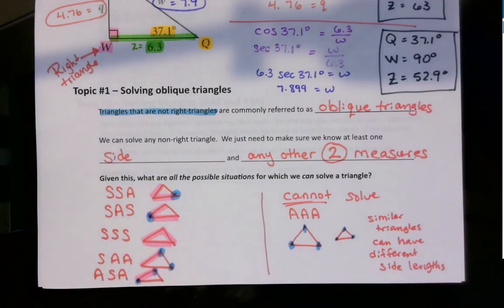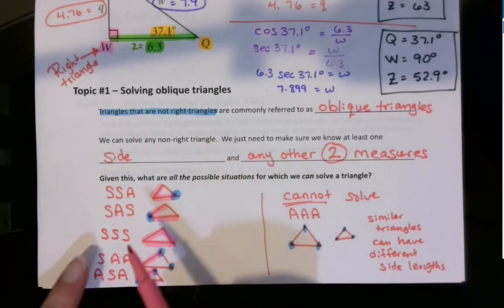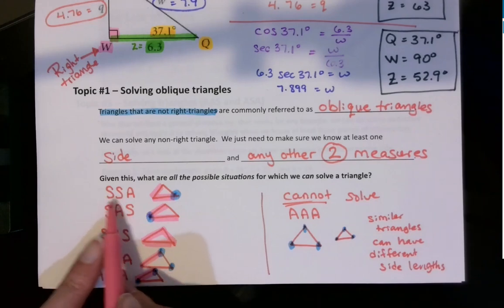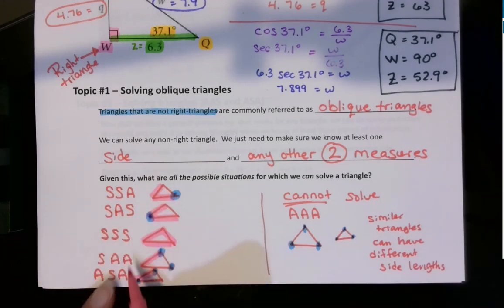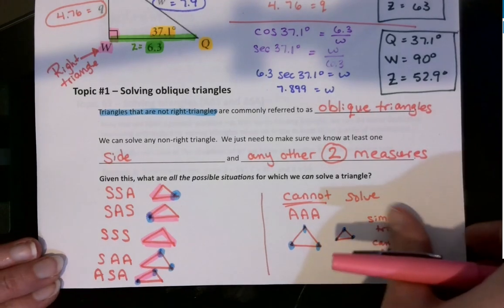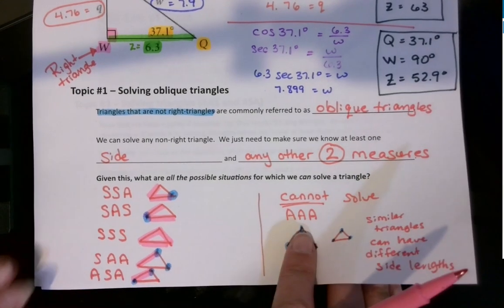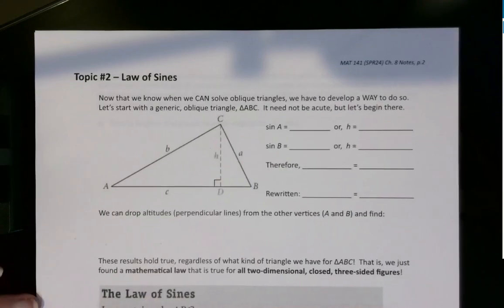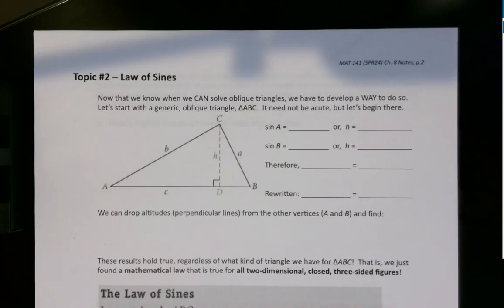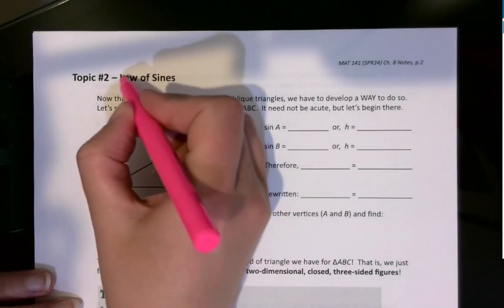But as long as I know at least one of the sides, I can know 2 sides and an angle in 2 different ways. I can know all 3 sides, or I can know one side and then 2 angles, and again, 2 different ways. Okay? So we'll be able to solve any of those situations. But I am going to need to use the law of sines in order to solve these. So let's talk about that law of sines.